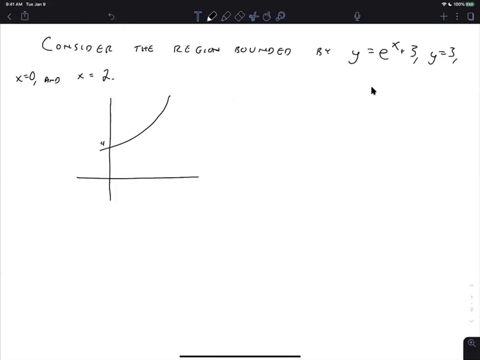Okay, so y equals e to the x plus 3 is the graph y equals e to the x, but shifted up 3. E to the x has a y-intercept of 0, 1, but shifting up 3 puts it at 0, 4. Y equals 3 is a horizontal line down here. So that's at 3 as well. And then x equals 0 is the y-axis, and that's what I forgot to put in there, my fault. And then x equals 2 is a vertical line over here.